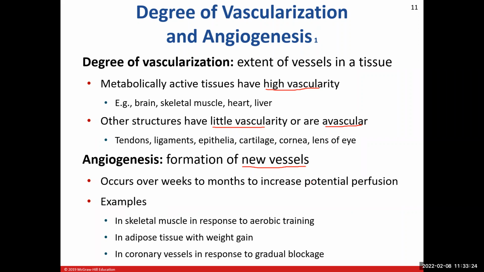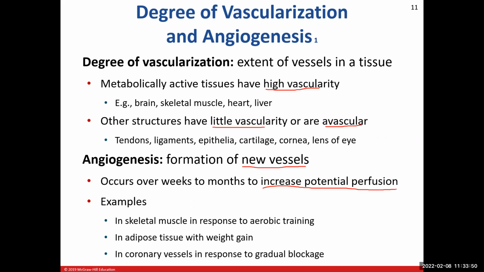So what we're going to see is if a tissue starts to demand more blood flow, like our exercising athletes, as they're training and getting great at whatever they're doing, we will need to see an increase in that potential perfusion because we need to supply those tissues with more blood to meet their metabolic demands.